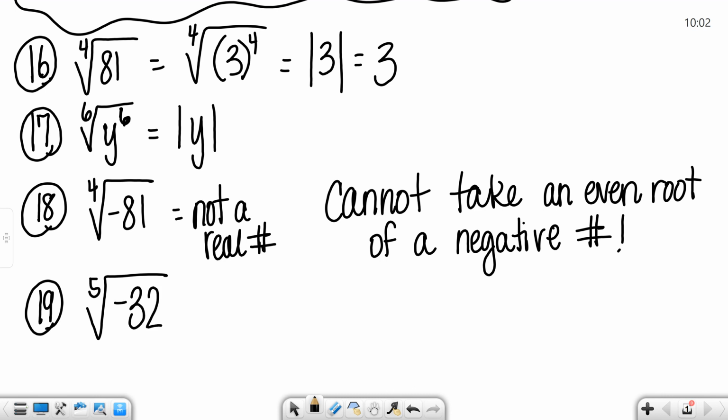Now we can take an odd root of a negative number like this. So I'm going to try to figure out what number raised to the fifth power is negative 32? Well, negative 2 to the fifth power is negative 32. So the fifth root of that is negative 2. Now notice I do not need absolute value because I was taking an odd root.